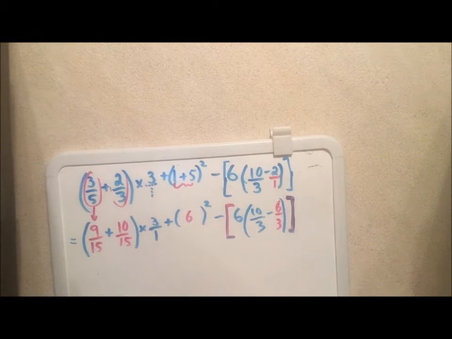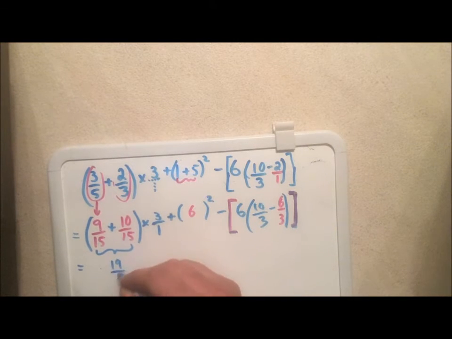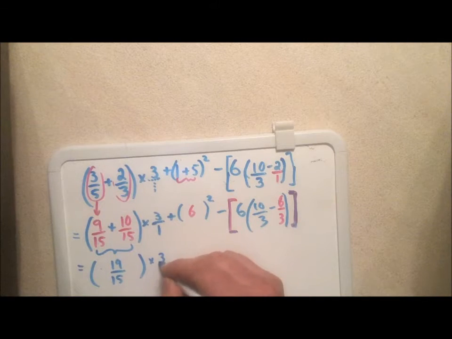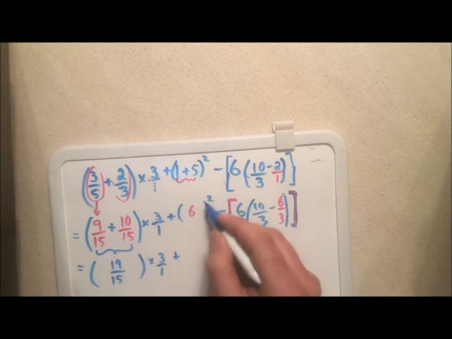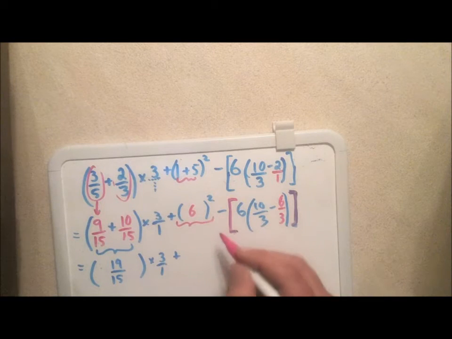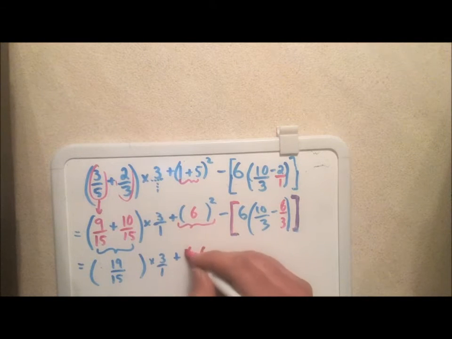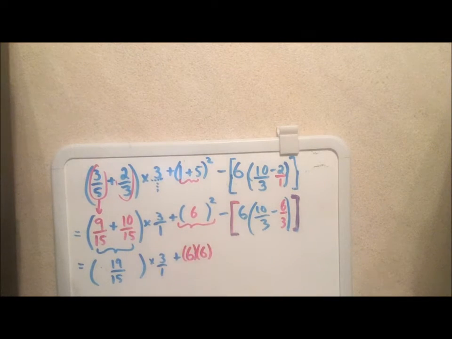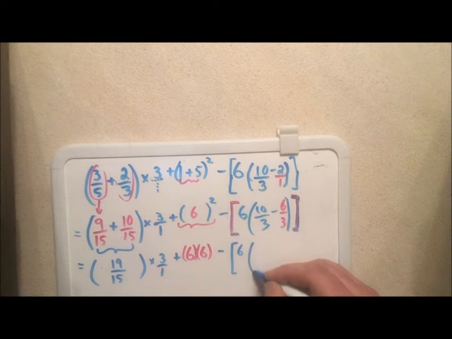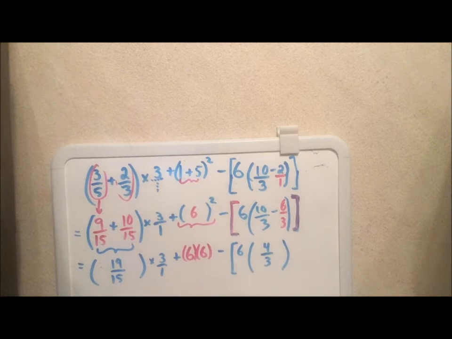All right, continuing. Let's continue to work on what's in the brackets. So here, 9 plus 10, that's 19. So we have a fraction, 19 over 15. And times 3 over 1 plus, we don't have anything to solve here except maybe we could do that exponent now. We could do it later too, but there's no more brackets to solve, so we can bump to the next step right there. So that'd be 6 times 6. And then coming down here, 6 times, now 10 minus 6 is 4, so really that's 4/3 right there.